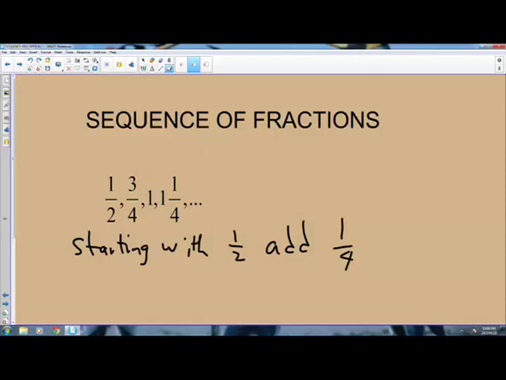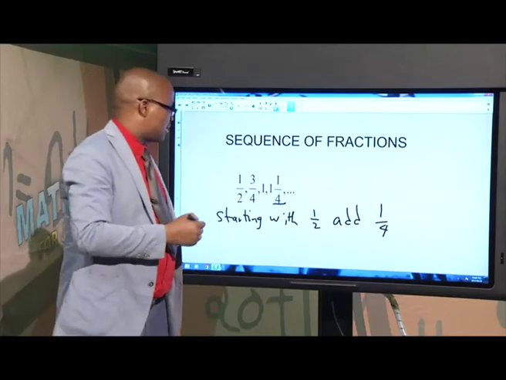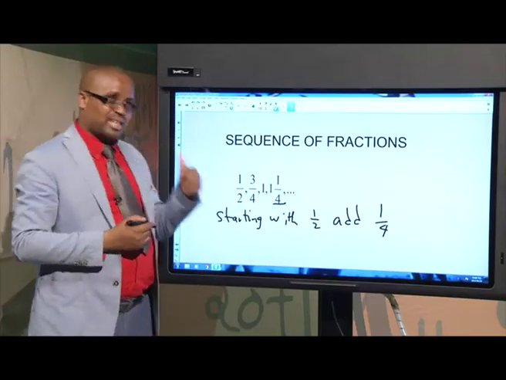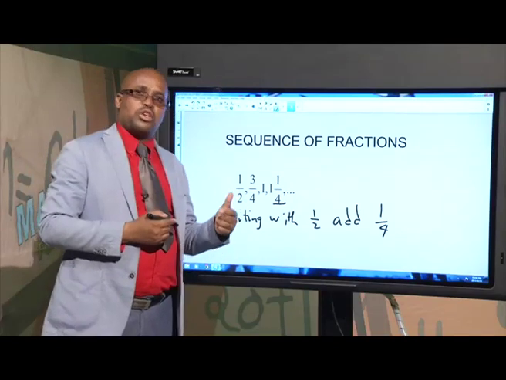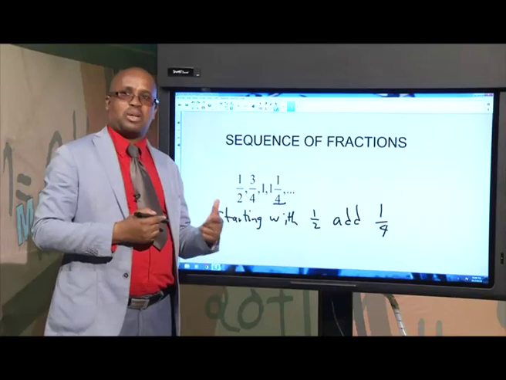But remember, for this 1 1/4, you need to change this into an improper fraction first. Then after changing to an improper fraction, you add 1/4. Then you get the next term. Then you get the last term after adding to what you got. This is how you describe sequences in words. You need to state where you are starting, and then also you need to know the term that you are to add or to subtract.